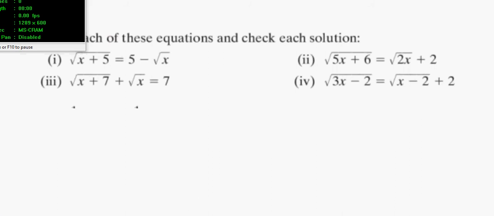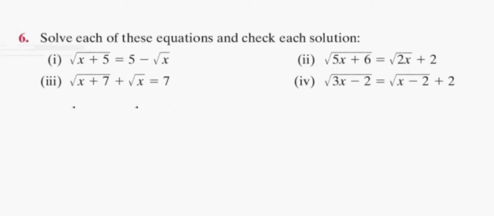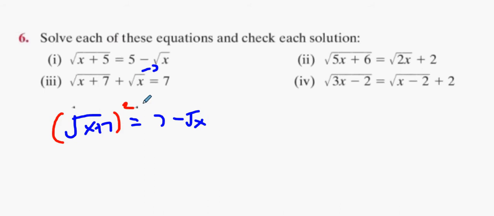Now, in 6 part 3, we move the root x over the other side, and what do we get then? x plus 7 equals 7 minus root x. What do we do next, guys? Square both sides. And what happens when you square both sides? What happens when you square a square root?